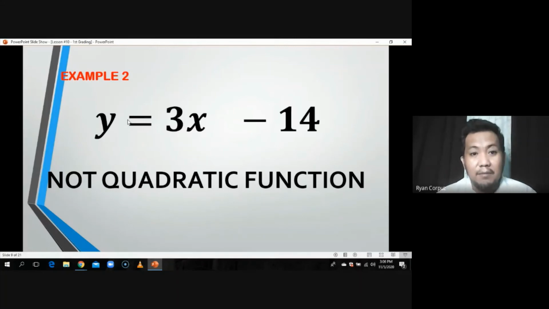Obviously, why? Because there is no quadratic term in that given equation. We don't have a term where the highest exponent of the variable is 2. We don't have that. So that's why we consider that equation as not a quadratic function. Let's have number 3.